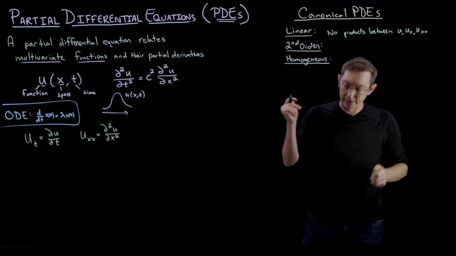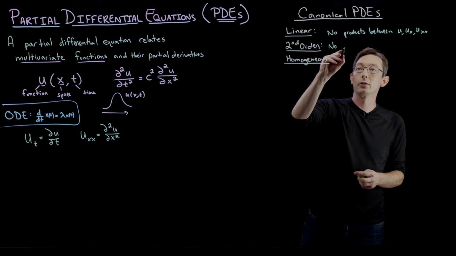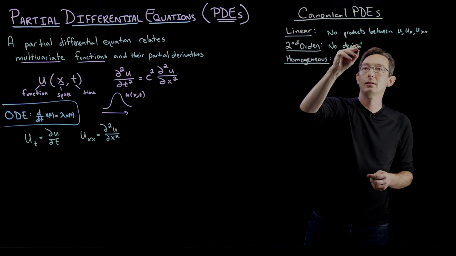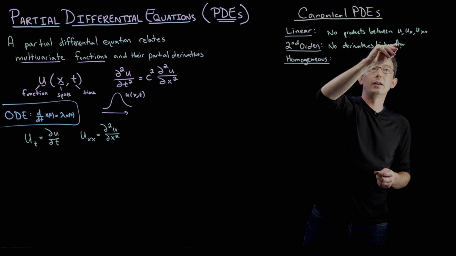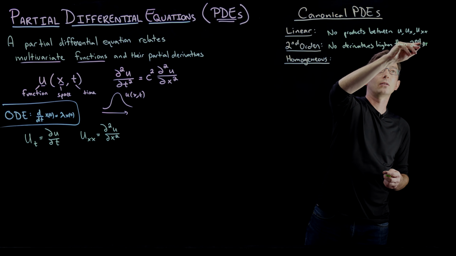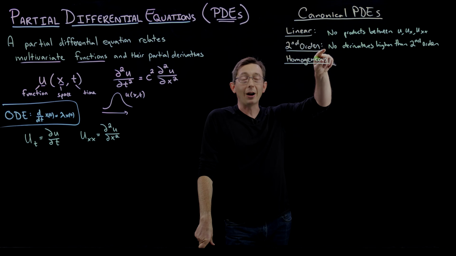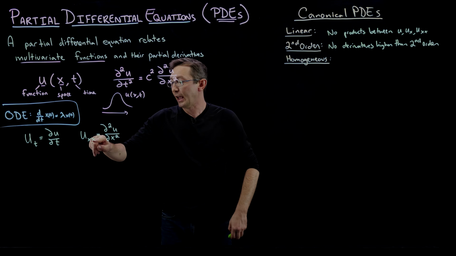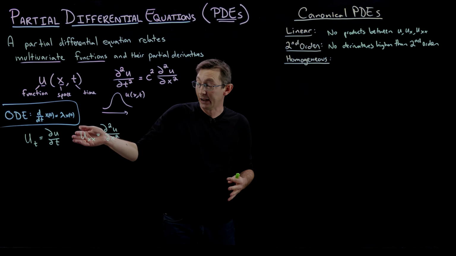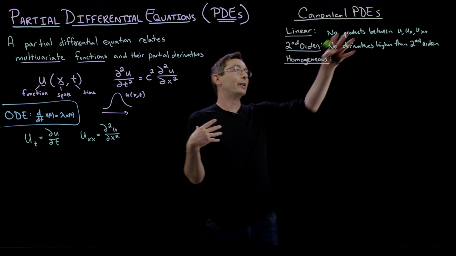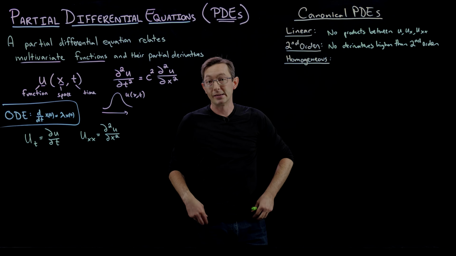Second order means that there are no derivatives higher than second order. Okay, so I could technically have a fourth derivative in x, a fourth order diffusion term. There are physical systems that have fourth order diffusion, but at least in these canonical PDEs I'm going to write down here, we're only going to think about second order PDEs.